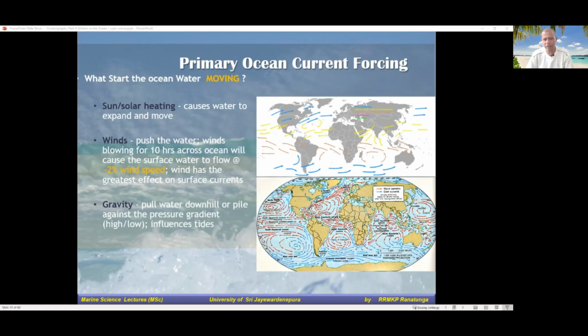Gravity is another thing. Definitely gravity affects the movement of the water column in the ocean. And the last one is the Coriolis force, or the Coriolis effect. This affects the direction of movement, but not the speed. Any current movement, the direction will change because of the Coriolis effect. So, these are the main factors that affect the ocean circulation.